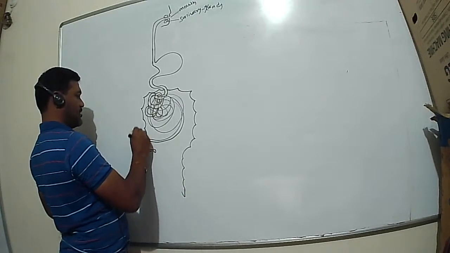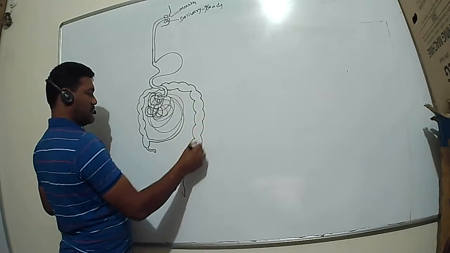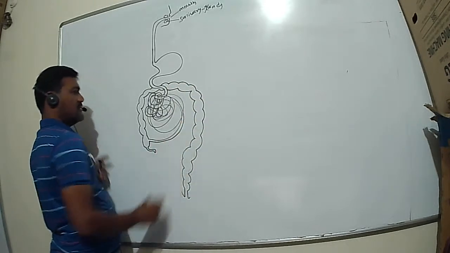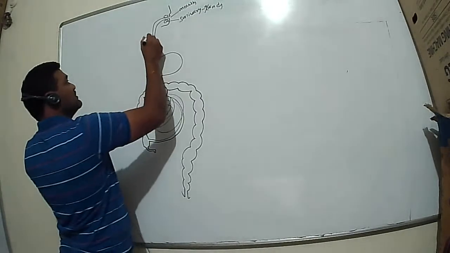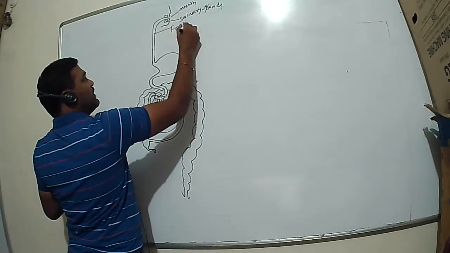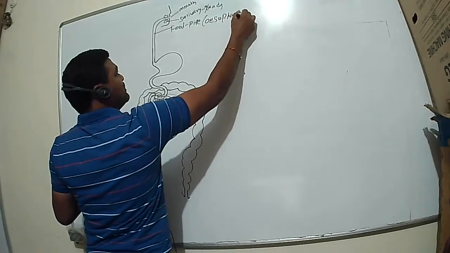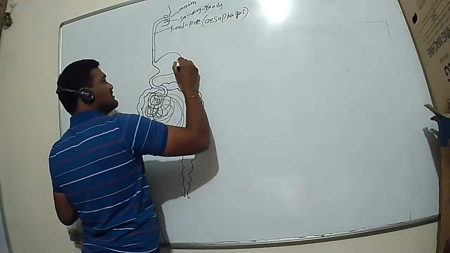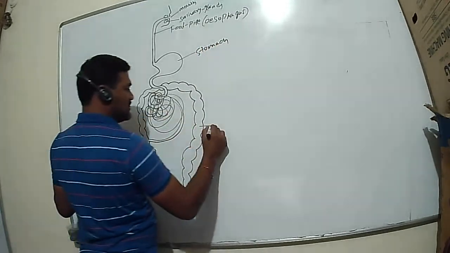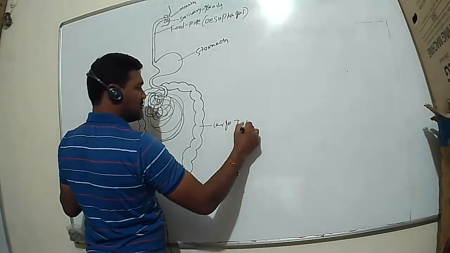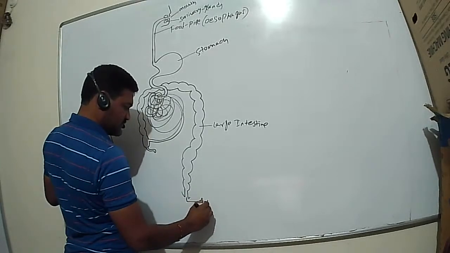Like this. This is the large intestine. Like this. Okay. Now, what is this? This is the food pipe, also called the esophagus. You know, all this you have been learning since 6th class. This is the stomach, and this is the small intestine, and this is the large intestine, and this is the anus.